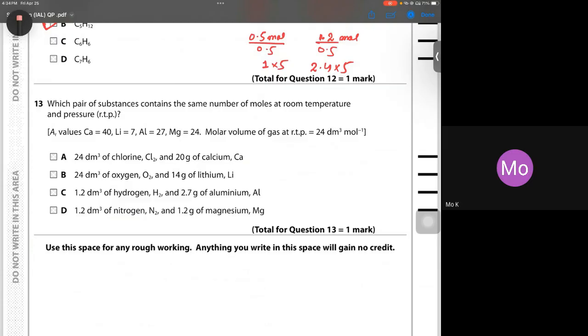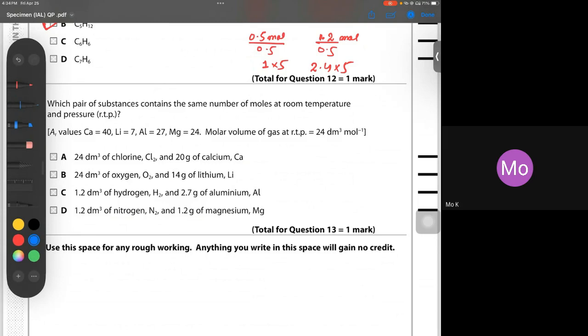24 is the volume of chlorine, since it's a gas. Applying the formula, mole is equal to 24 by 24, which is 1 mole. And then 20 grams upon 40, because the atomic mass of calcium is 40. It's 0.5 mole. So they are not having the same number of moles. A is an incorrect option. Then same goes with B, C and D.